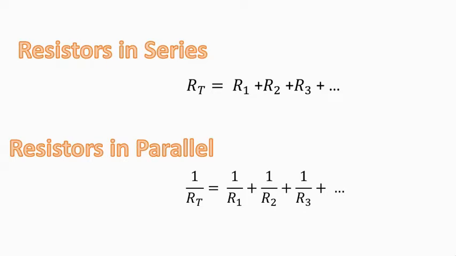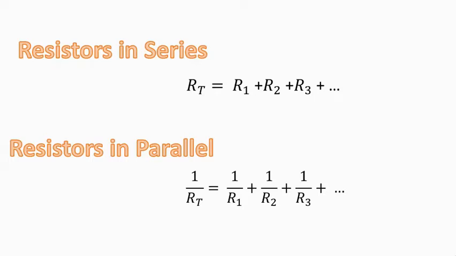So, in a series circuit, we've already learned that you just add up the resistances of the different components. So let's say there are 3 light bulbs in your series circuit, you would just add up the resistance of each light bulb, and that gives you the total resistance.